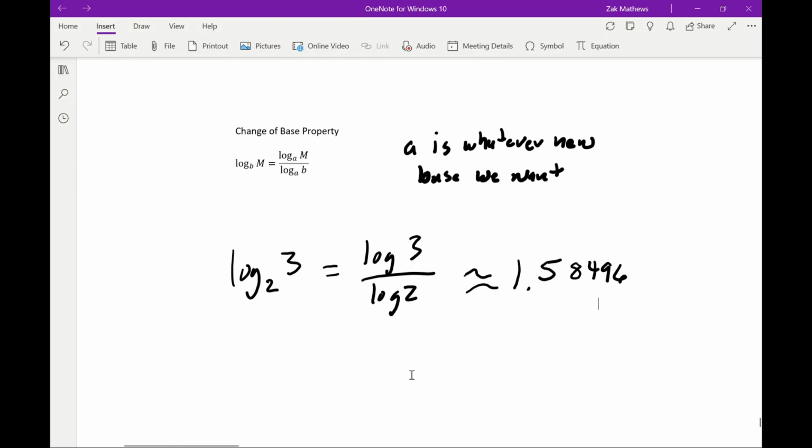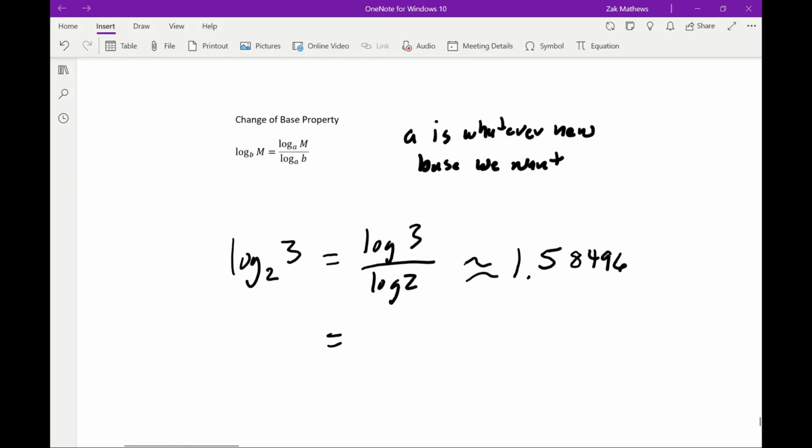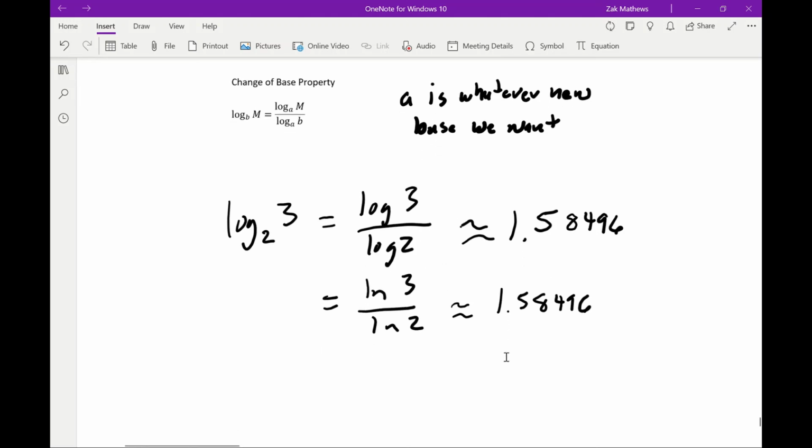Why did I choose a 10? Well, it was one thing that I could put into the calculator. Theoretically, this should be equal to the natural log of 3 over the natural log of 2, because I should be able to choose whatever new base I want. And e is a new base. The key is we have to be consistent. So if I choose a 10 here, I have to choose a 10 down here. So let's type in the natural log of 3 over the natural log of 2. When we type that in, we get approximately 1.58496. Does not matter what new base we choose, it's always going to give us that same answer.